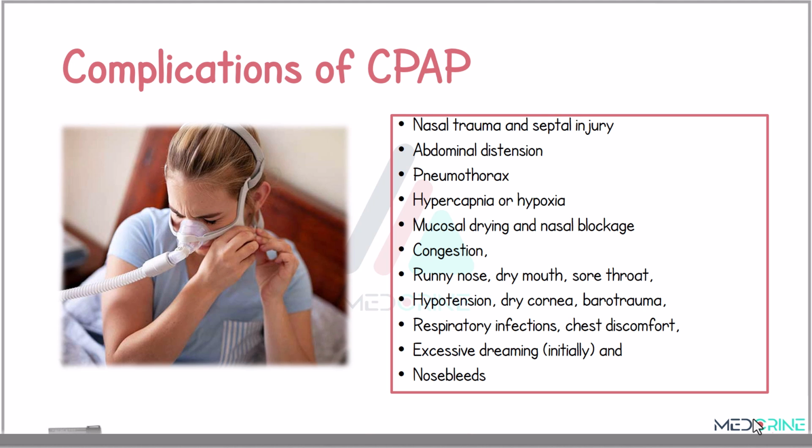Like any intervention, CPAP has potential complications. The complications related to CPAP use include nasal trauma, abdominal distension, pneumothorax, hypercapnia or hypoxia, and mucosal drying. Patients may also experience congestion, sore throat, dry mouth, hypotension, dry cornea, barotrauma, respiratory infections, excessive dreaming initially, and nosebleeds. Awareness of these complications is essential for early detection and management.